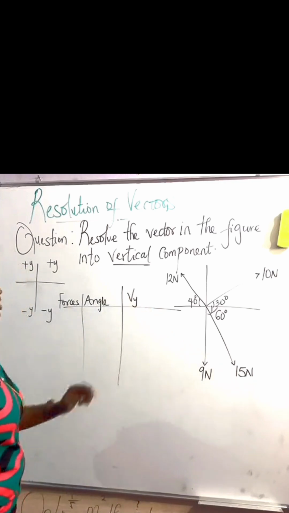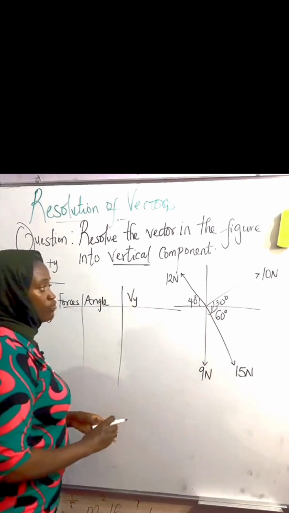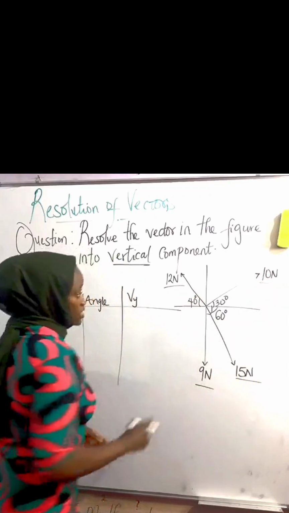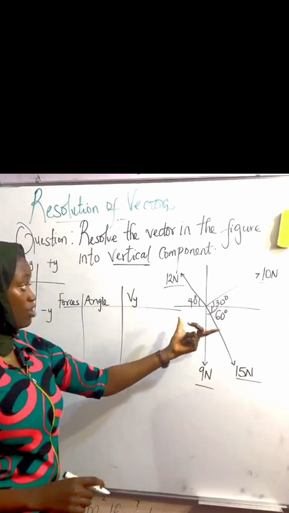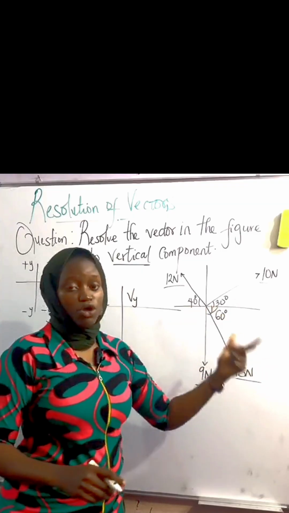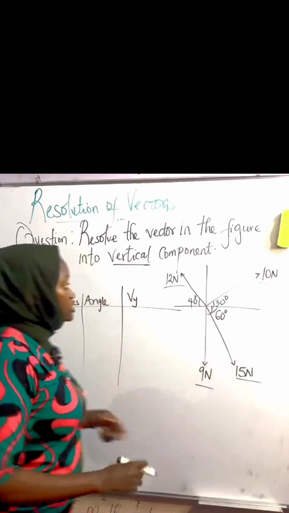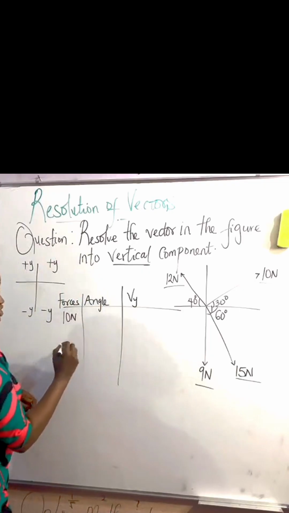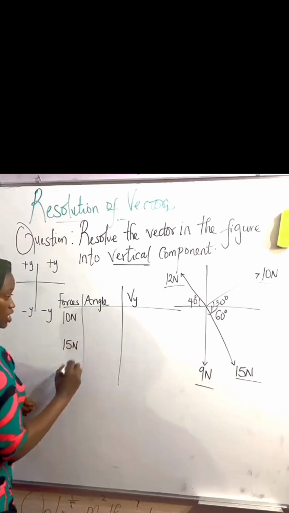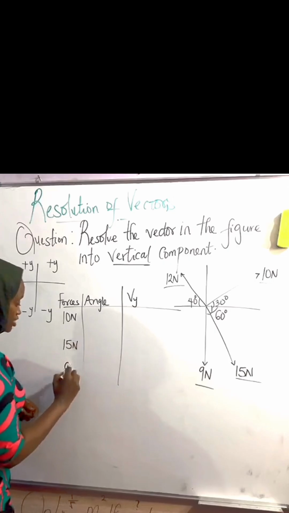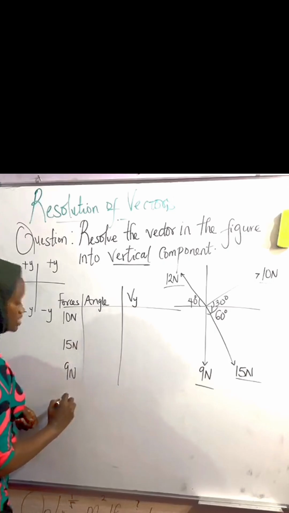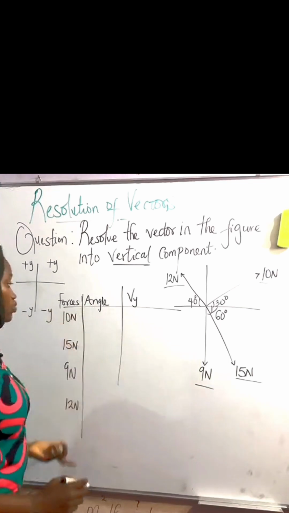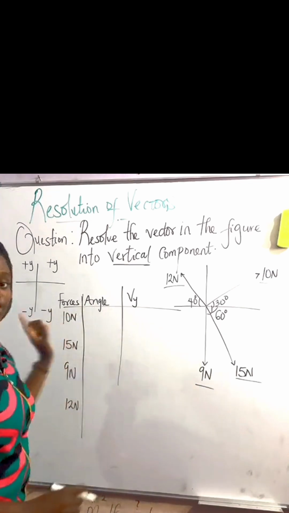Okay, so let's begin. Let's check from the diagram how many forces we have. We have 10 Newton, 15 Newton, 9 Newton, and 12 Newton. So from this figure, we can see that we have 4 forces. So let's input them in our table. The first one is 10 Newton. The second one is 15 Newton. The third one is 9 Newton, while the last one is 12 Newton. So we are done inputting the values for the forces.